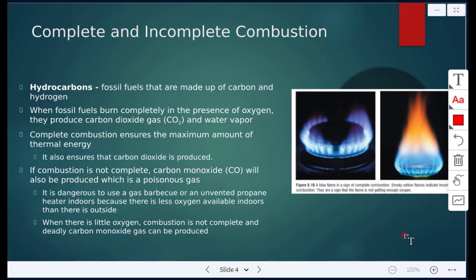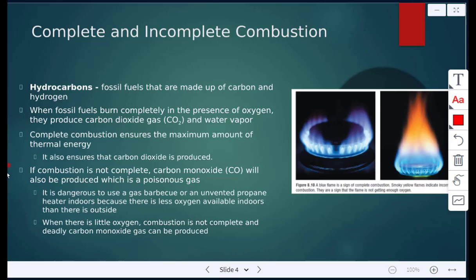And complete and incomplete combustion, we talked about this in Unit A as well. First of all, hydrocarbons, these are fossil fuels that are made up of carbon and hydrogen. So the hydro comes from hydrogen and then the carbon for carbon. When fossil fuels burn completely in the presence of oxygen, they will always produce carbon dioxide gas and water vapor. Complete combustion ensures the maximum amount of thermal energy, and it also ensures that carbon dioxide is produced.